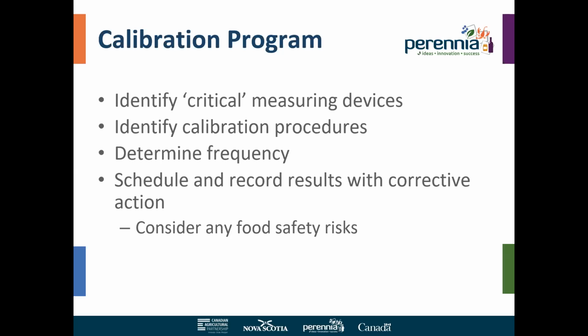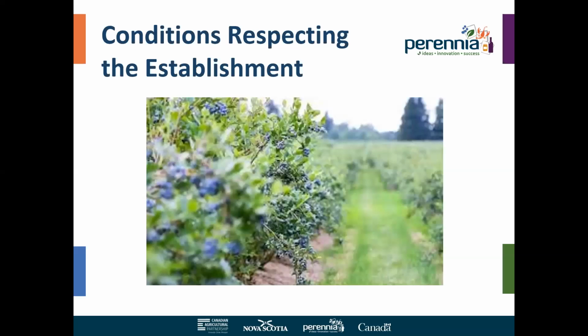So it just all depends on the activities that you folks are doing at your pack house or your storage or at your farm. And then you have to consider any food safety risks when it comes to your calibration. So critical measuring devices are those whose function is to prevent the biological, chemical, or physical hazards.